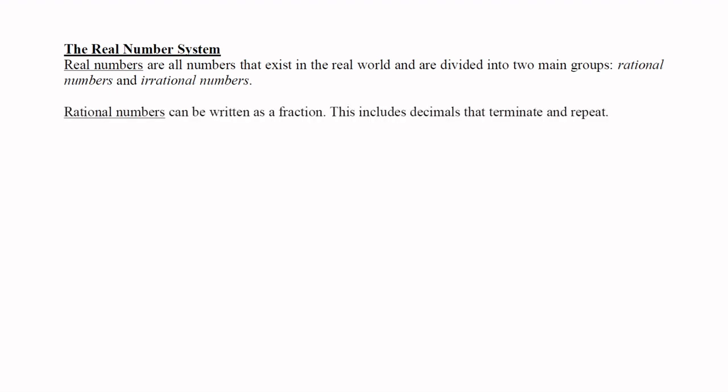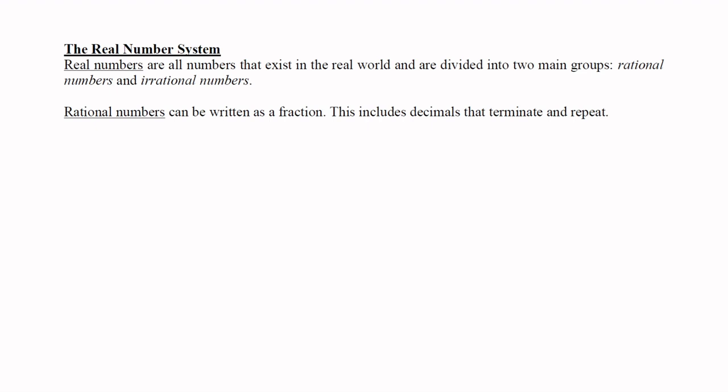So let's start off by talking about rational numbers. These are the numbers that can be written as a fraction. Now, where does the word rational come from? Think about the first part of that word. It's ratio, okay? What is a ratio? It is a fraction. 3 to 1, 2 to 1, okay? So that is where the word rational comes from, and the word rational means it can be written as a fraction. This includes decimals that terminate and repeat, okay?